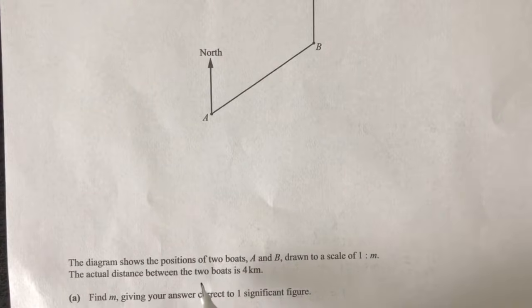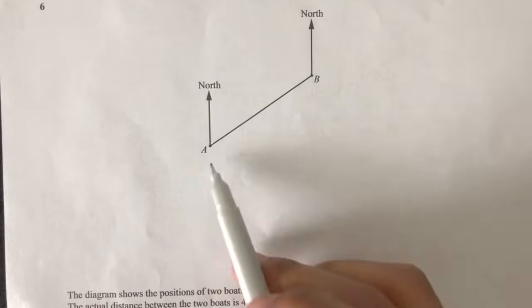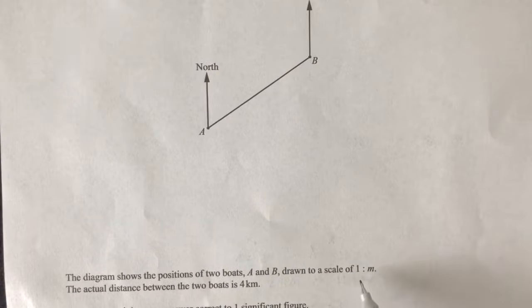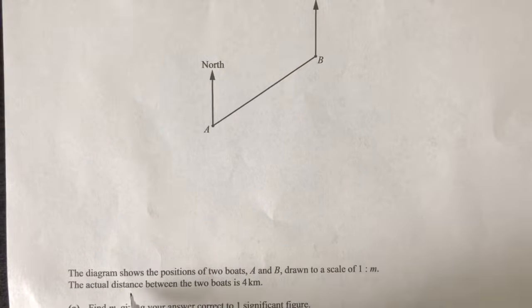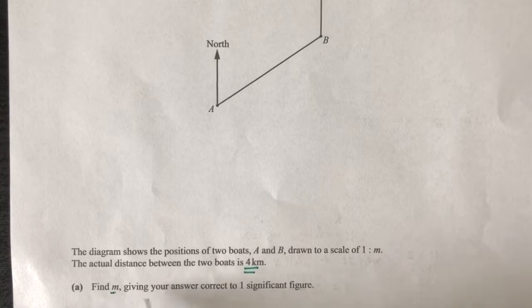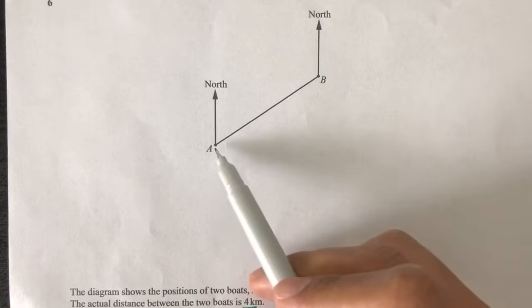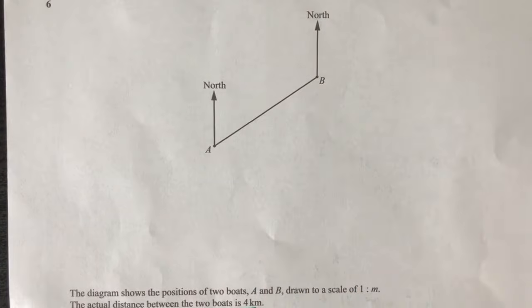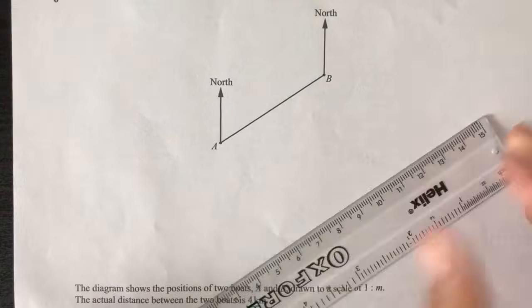Question number 6. So the diagram shows the positions of two boats. We have boat A and B drawn to scale of 1 to m. The actual distance between the two boats is 4 km. Question part 1. Find m, giving your answer correct to 1 SF. So let's measure the distance AB and see how much is that. We use our ruler, we go to A.